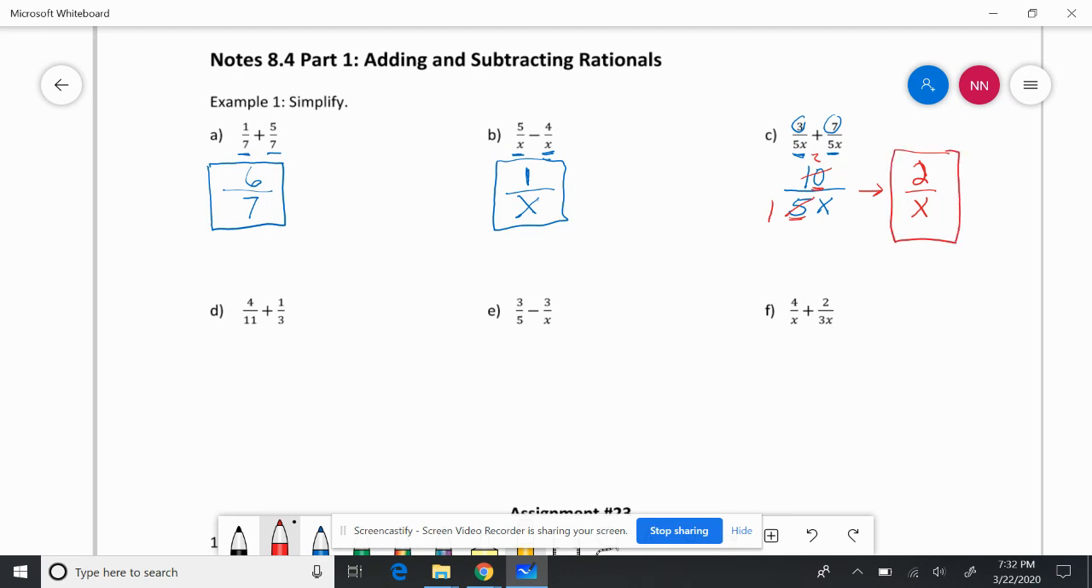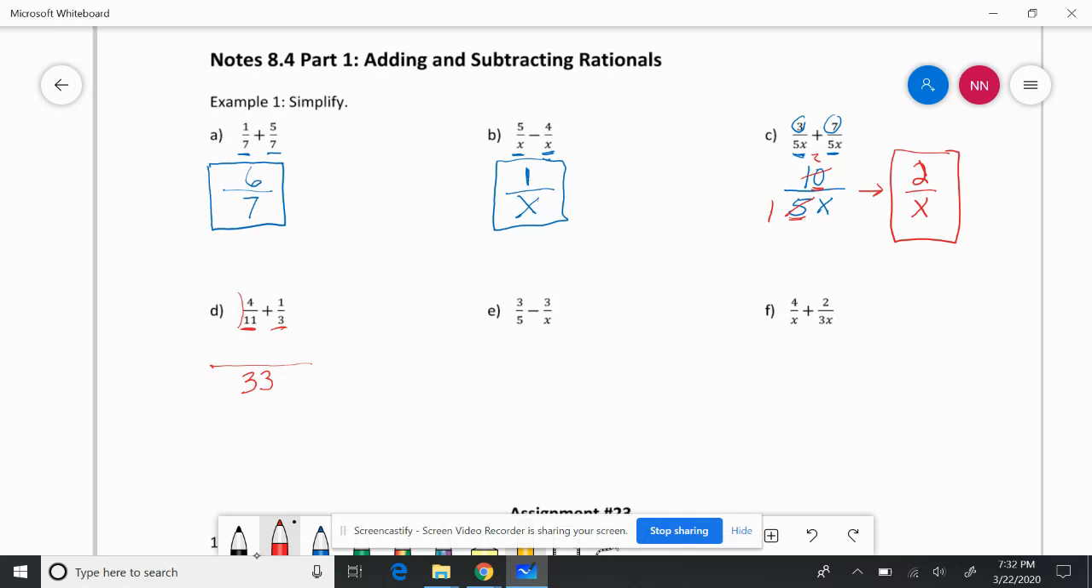Now, with our next three examples, if you look at each one, they do not have a common denominator. So our first step is to find the common denominator. Now, in this first case, the common denominator for 11 and 3 is 33. So what we're going to do is we're going to put a common denominator of 33. Now that's our common denominator.